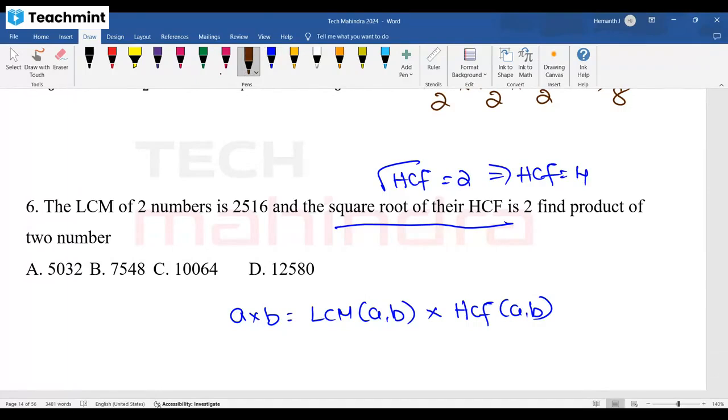Find the product of two numbers, which is the product of LCM and HCF. HCF is 4 now, not 2. Don't directly multiply, it should be multiplied by 4. Square root of HCF is 2, so HCF is 4. So 12,005, sorry, 10,064.